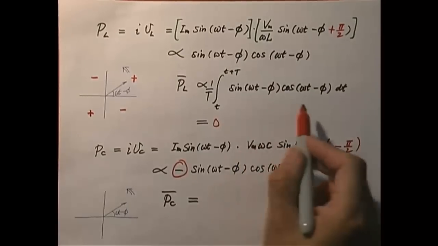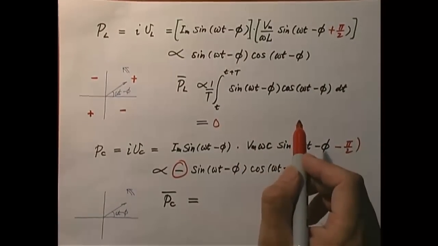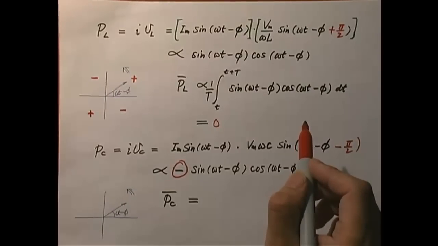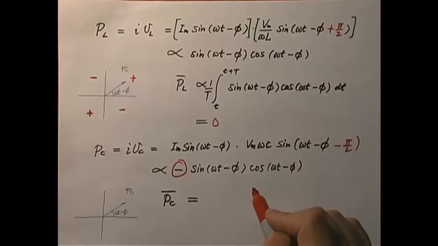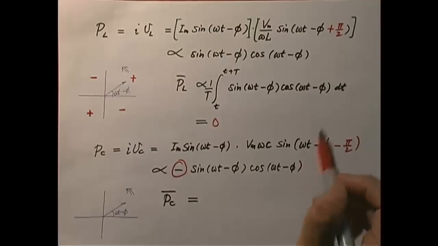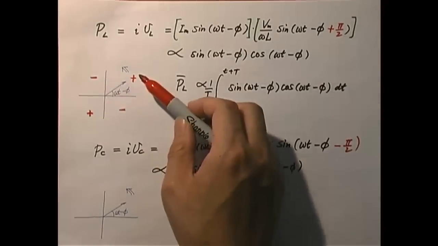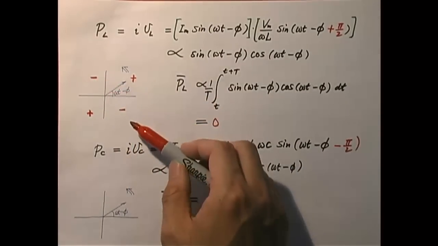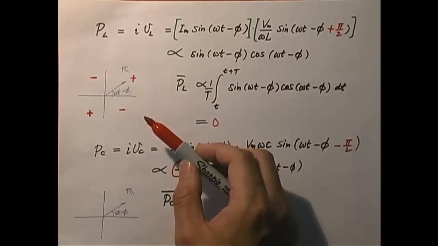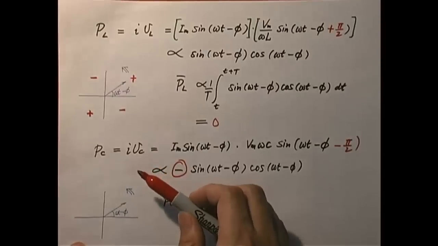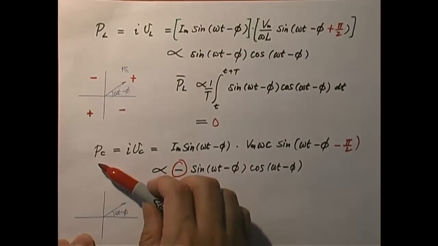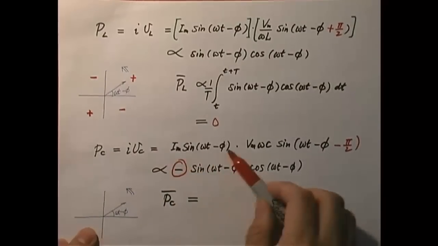This is the mathematics. Now, physically, what does it mean? It means that over one whole period, the inductor does not take energy in. It does not really waste any energy. What it does is that it sometimes takes energy in, but sometimes it gives energy back into the system. It will never consume any energy, unlike the resistor.